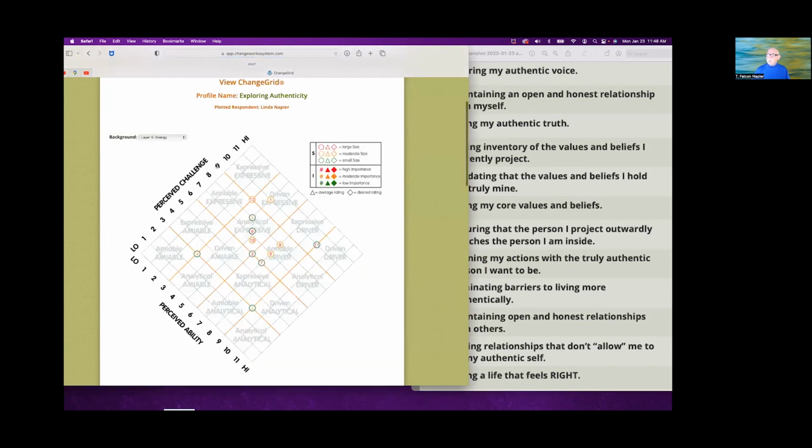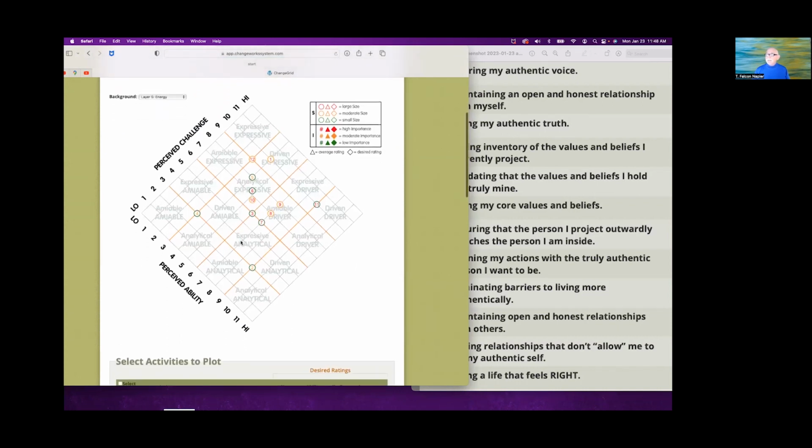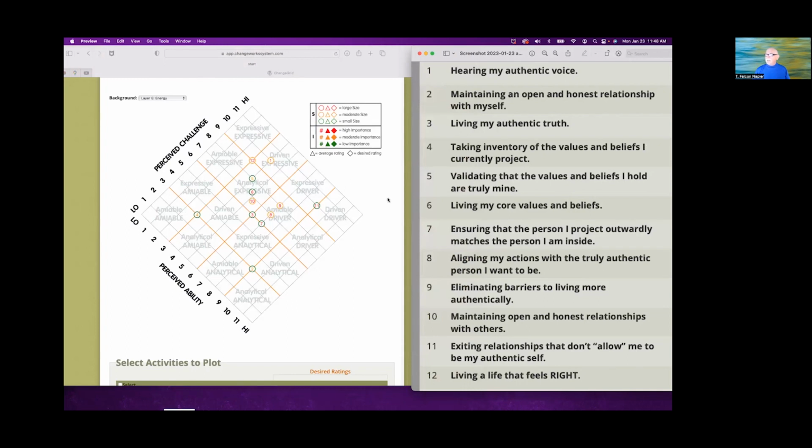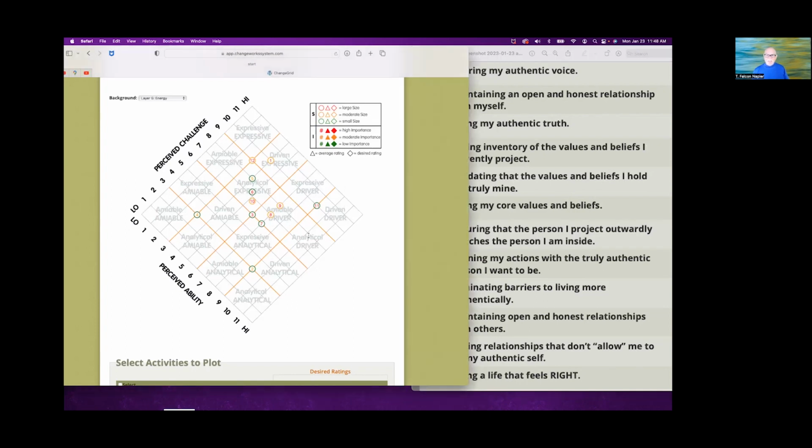The energy that will do the best job of activity number 4 is an analytical driver. So we need someone who wants to do something. There has to be a drive behind it, taking inventory of the values and beliefs I currently project. But there's definitely an analytical element going on here, because I said the values you're projecting. That would mean you would either have to be aware enough when you are projecting an attitude or a belief, a value, or someone would need to clue you in to the values and beliefs and attitudes, et cetera, that you're projecting. So awareness is it.